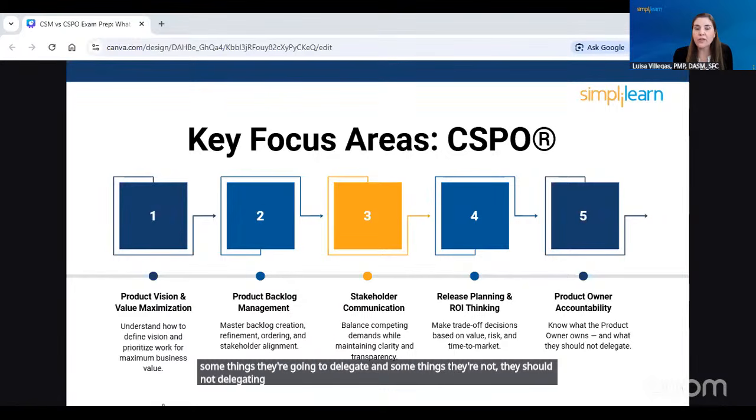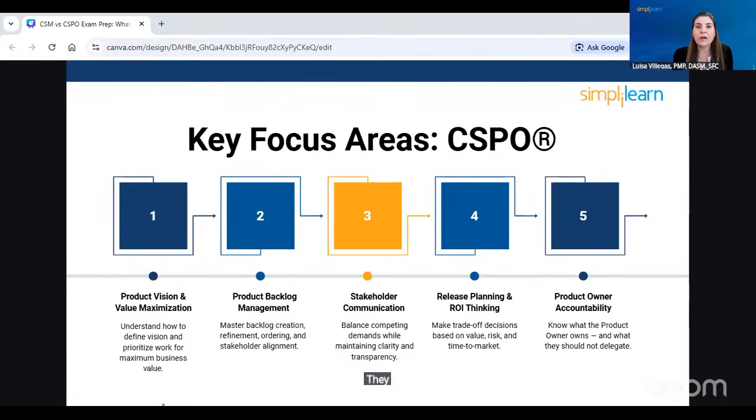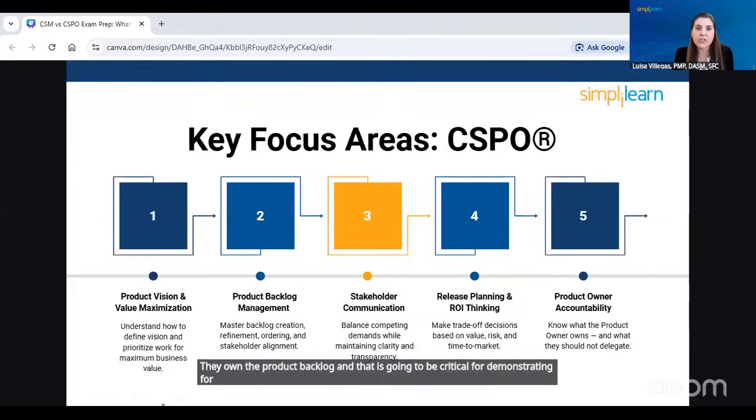They own the product vision, they own the product backlog, and that is going to be critical for demonstrating for the certification that you understand that responsibility and that you understand how to determine product value.